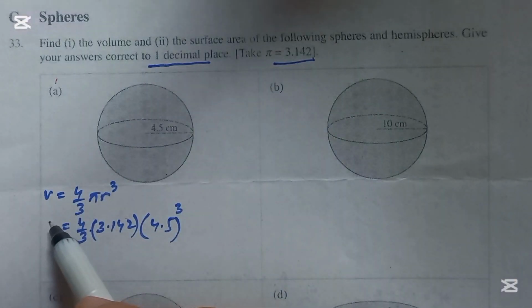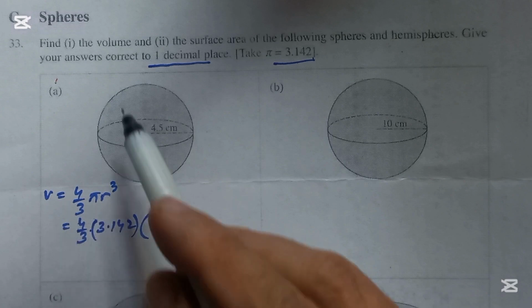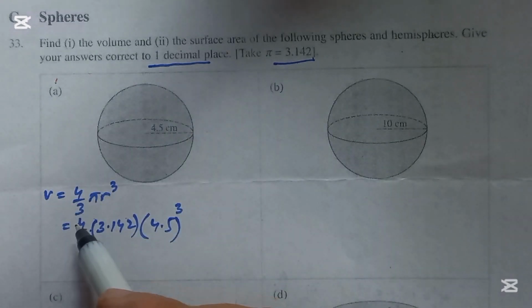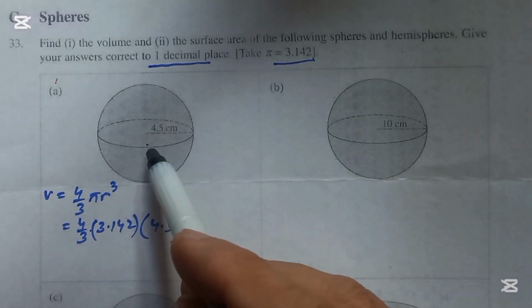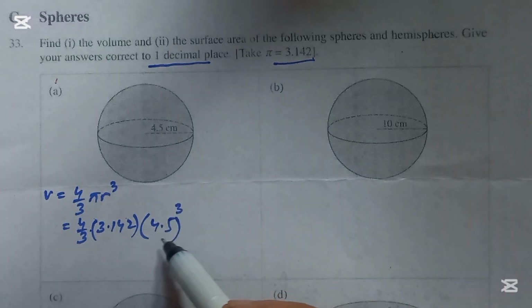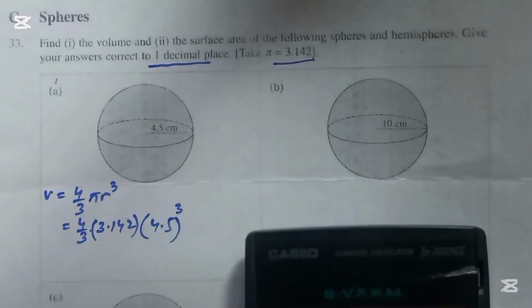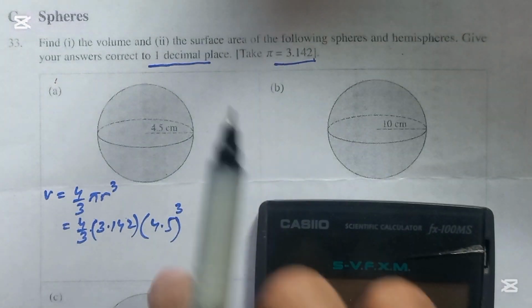So we will put the formula for the volume of the sphere, because this is a full sphere. The formula is 4 by 3 pi r cube. Pi's value is given, that is 3.142, and r's value is given, that is 4.5. So put these values in the formula and now use the calculator to get the answer.